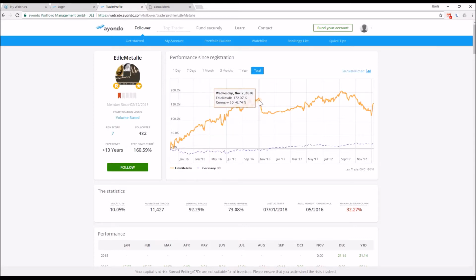Really long track record. It came off the boil a bit last year, well, quite a bit last year. But real money trader since May 2016, and over the last couple of years, has made 160% return. But clearly started off really strongly, but it's found it maybe a little bit difficult, particularly since September. Okay, but that's been someone.